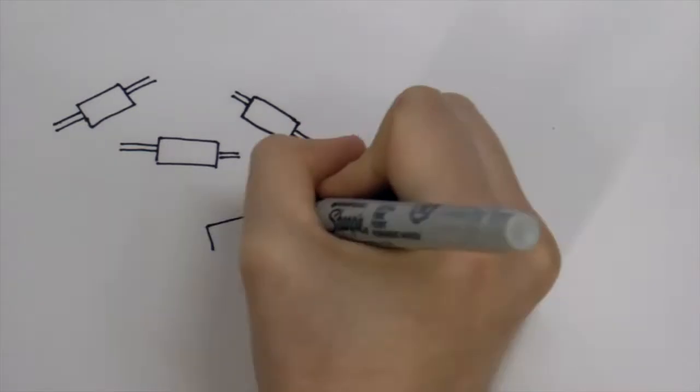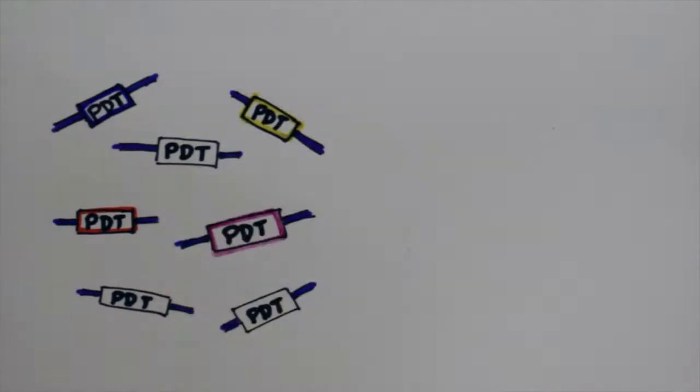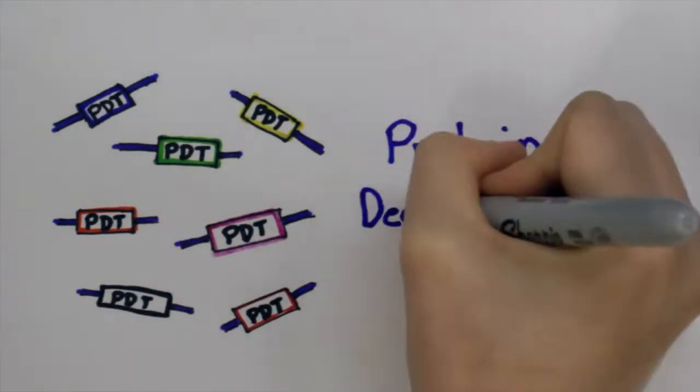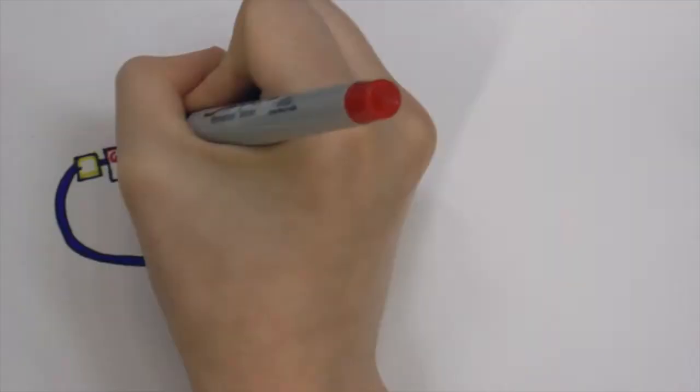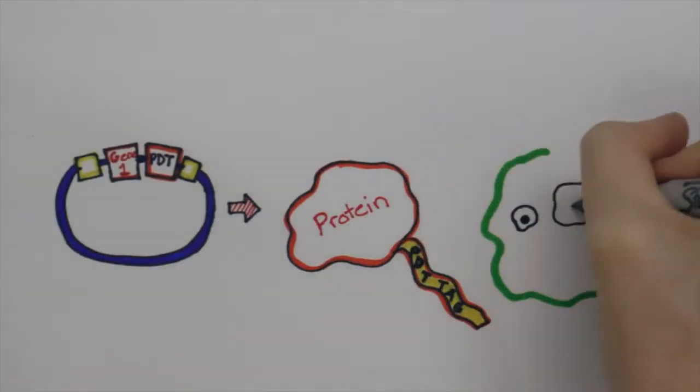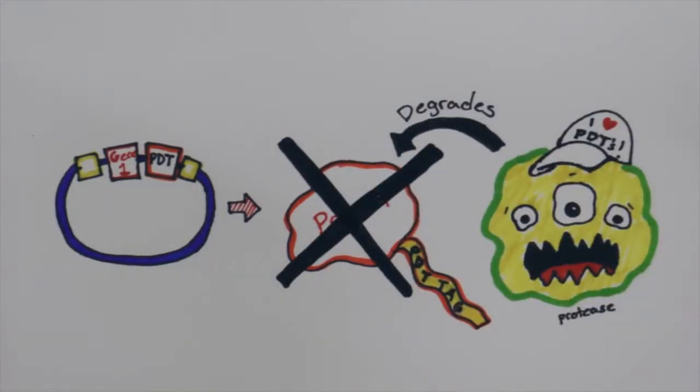Our approach to accomplish this goal is to build a collection of parts which can be swapped into a genetic circuit to modify a protein's degradation rate. We will accomplish this by using protein degradation tags. A protein degradation tag is an amino acid sequence that is attached to the end of a protein and signals to a protease to destroy that protein.